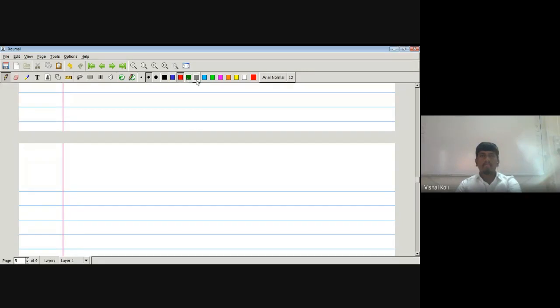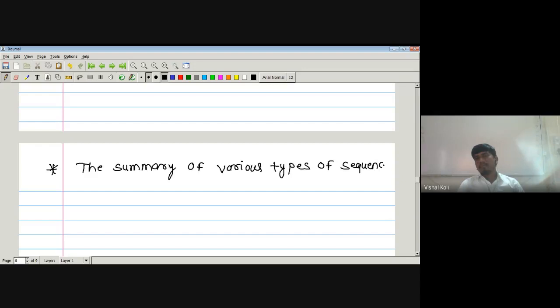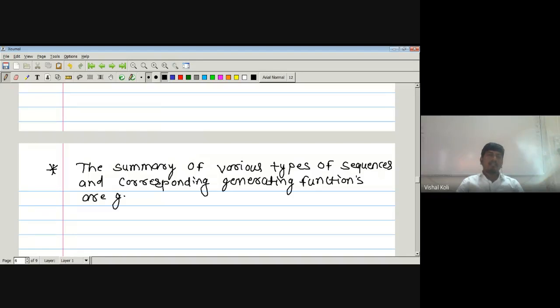So we'll see one table: the summary of various types of sequences and corresponding generating functions are given in the following table. That is, we will see some standard forms.